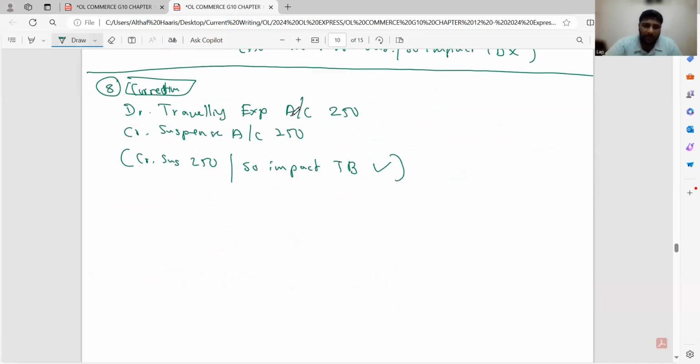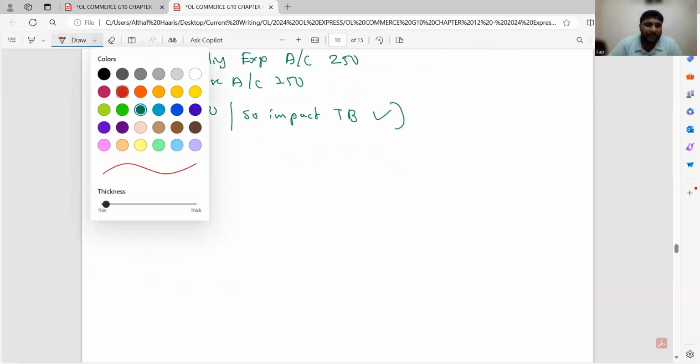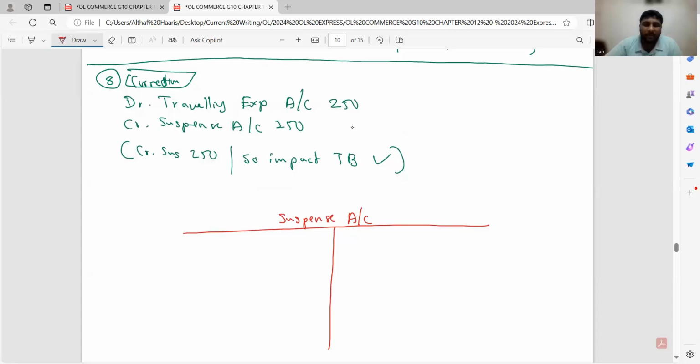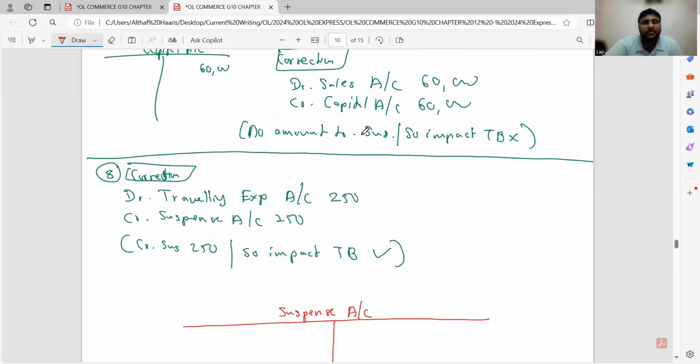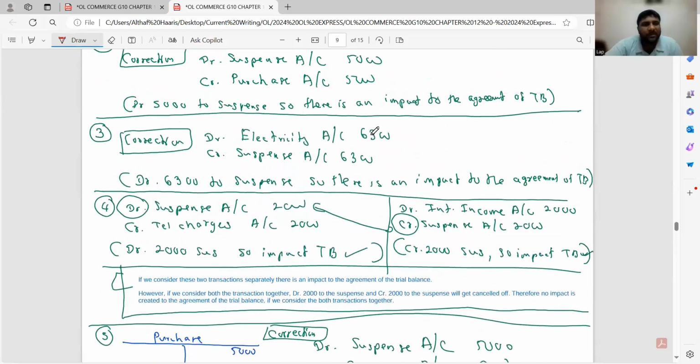So now you have to quickly take all the items which impact the trial balance and finish it off, people. All the items which will impact the trial balance, and finish it off. You have the suspense account. So finish it off, everything. Here, let's take one by one. We'll start with the first one.